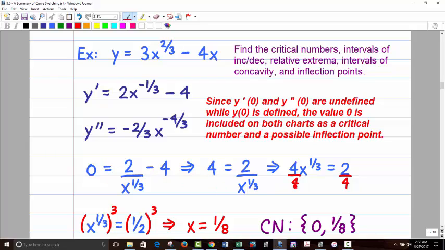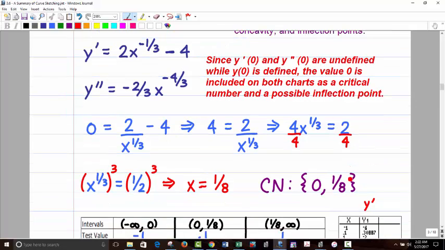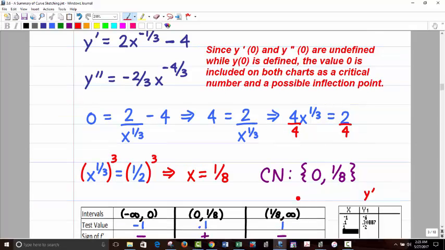Okay, so I brought the 4 over, multiplied the x to the 1/3, then I divided the 4. So if you have x to the 1/3, you get rid of the 1/3, you cube both sides. That way 1/3 times 3 would be 1. I've seen some people like to take this kind of problem and then take the 1/3 power. If you do that, it doesn't mean you found x. It means you've actually found the 9th root of x. 1/2 cubed, 1/8. We have 0 and 1/8 are the two critical numbers.